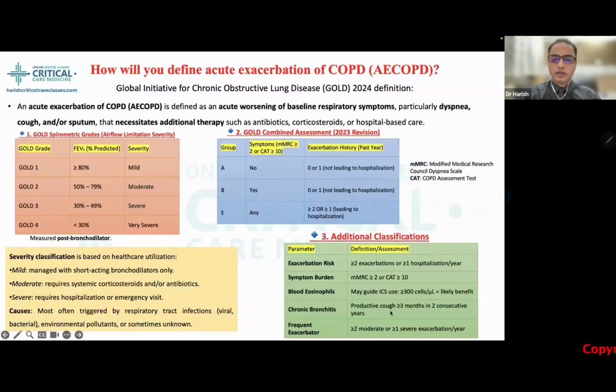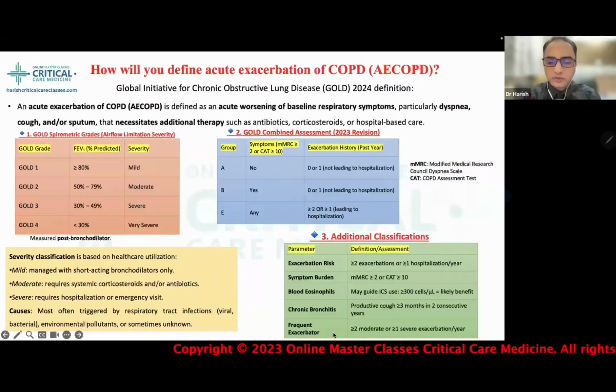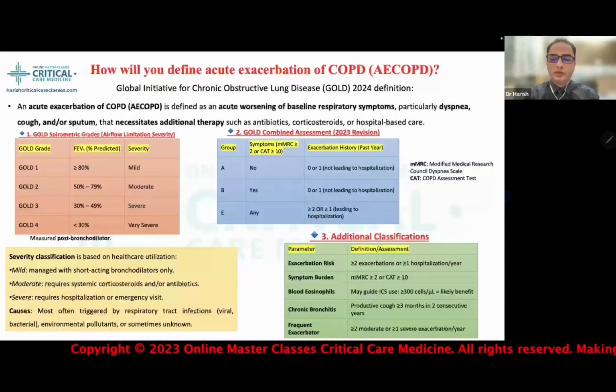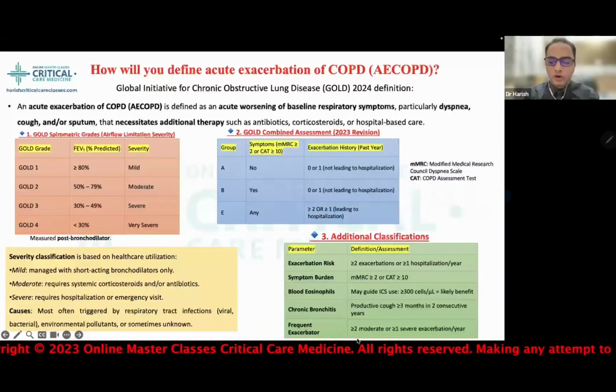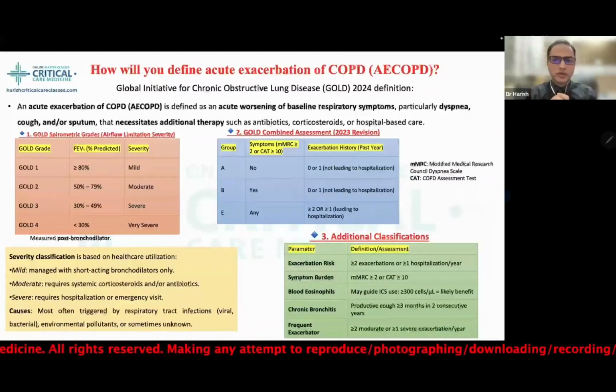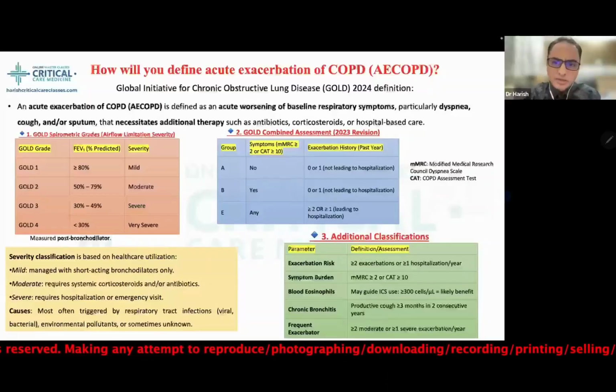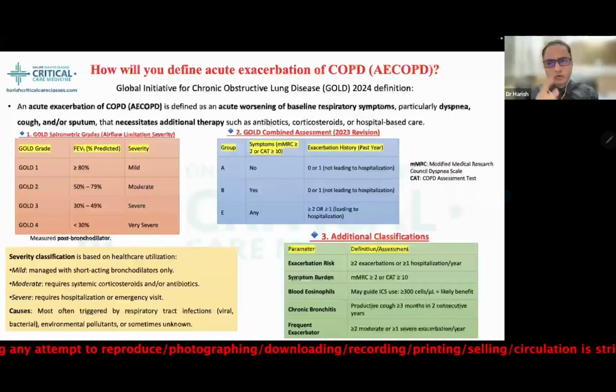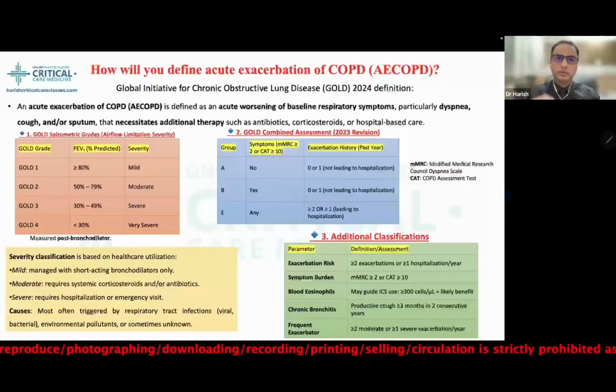Chronic bronchitis: productive cough of more than or equal to 3 months in 2 consecutive years. Frequent exacerbator: frequent exacerbation of COPD when he has had more than or equal to 2 moderate exacerbations or more than or equal to 1 severe exacerbation per year. Okay, these are some different terminologies. If your examiner is from a pulmonology background, you can expect all these questions, very, very important.